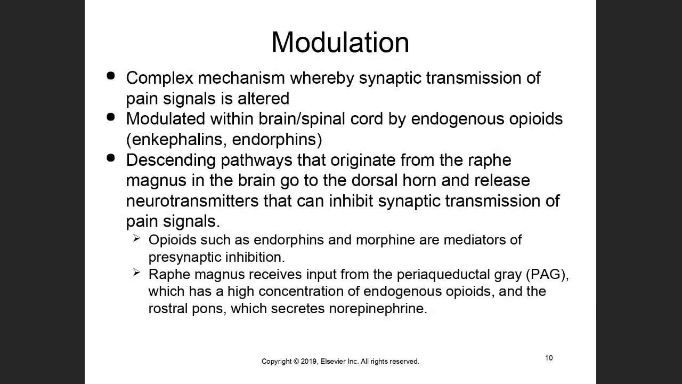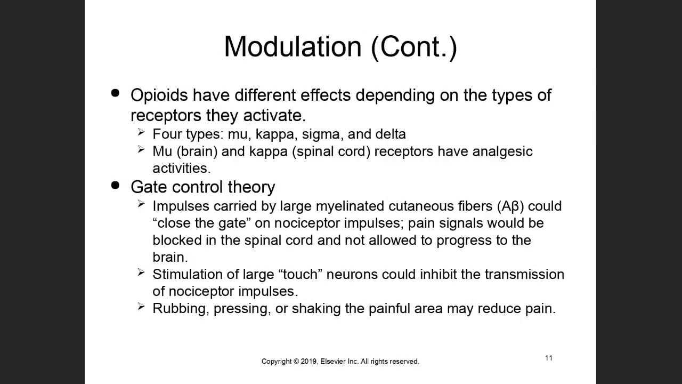Modulation is a complex mechanism where the synaptic transmission of the pain signal is altered. Modulation occurs within the brain and spinal cord, and through endogenous descending pathways that originate from the raphe magnus in the brain, go to the dorsal horn, and release neurotransmitters that can inhibit synaptic transmission of the pain signal. Opioids have different effects depending on the type of receptor they activate: mu, kappa, sigma, and delta.